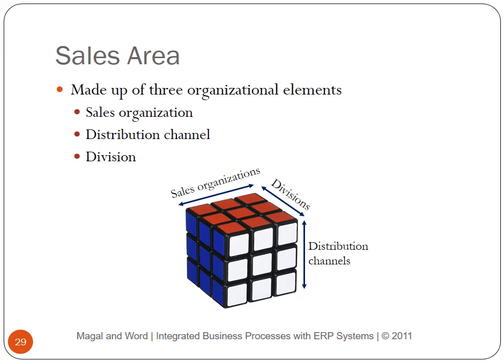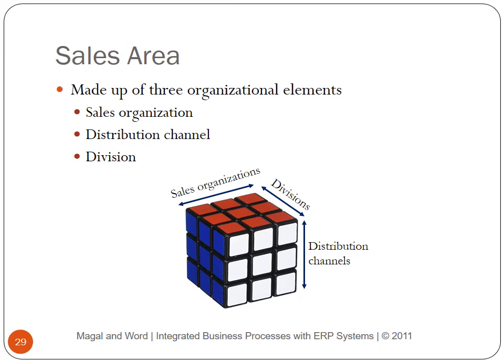A sales area is a unique combination of sales organization, distribution channel, and division. In other words, it defines which distribution channel a sales organization uses to sell the products associated with a particular division. A sales area can be assigned to only one company code.